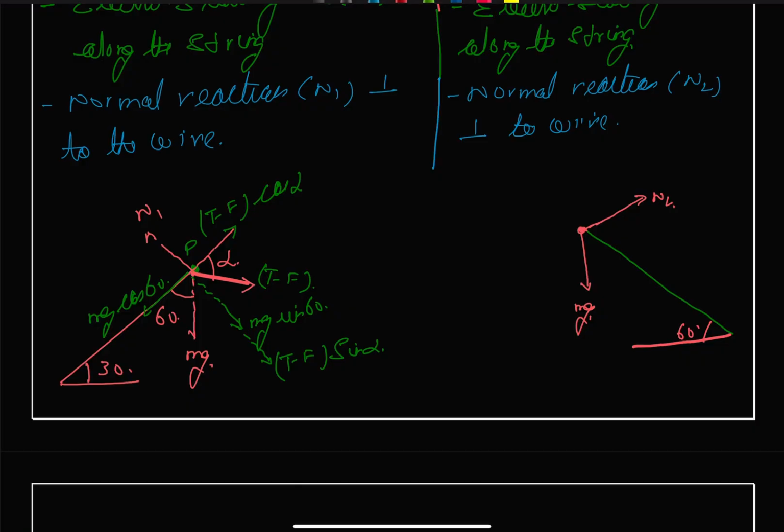And we can complete the string. So this is our point P, and this is our point A. This is our 90 degrees. So this angle is given to us as alpha. So this angle will be our 90 minus alpha.